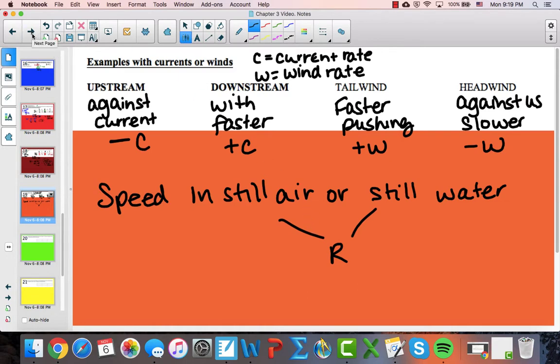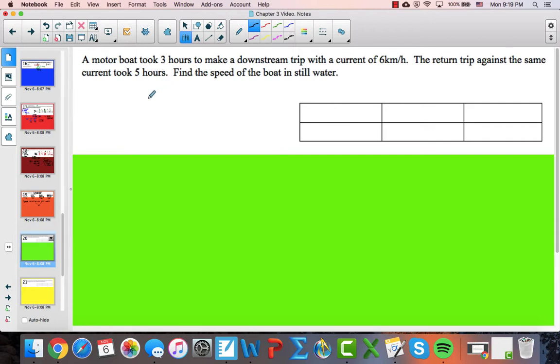All right, so let's look at our first example. So we have a motorboat. It took 3 hours to make a downstream trip with a 6 km/h current. The return trip against the same current took 5 hours. Find the speed of the boat in still water. Okay, so I want to make sure that I get my variables going. I'm trying to find the speed of the boat in still water. That's R, the speed of the boat. And I don't know the distance. It says a trip, so that's another unknown for me, distance.